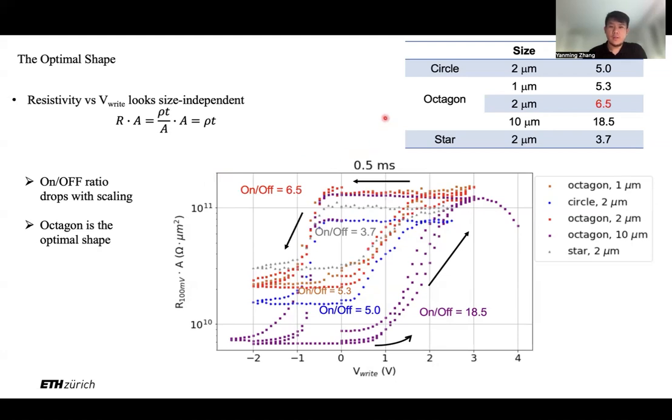For the octagons, the on-off ratio drops from 18 for 10 micrometers to 5.3 for 1 micrometer, which is also quite good, and it is actually an achievement that we can make good devices scaling down to 1 micrometer. And comparing all the 2 micrometer devices, octagon is always the best and star seems to be the worst.